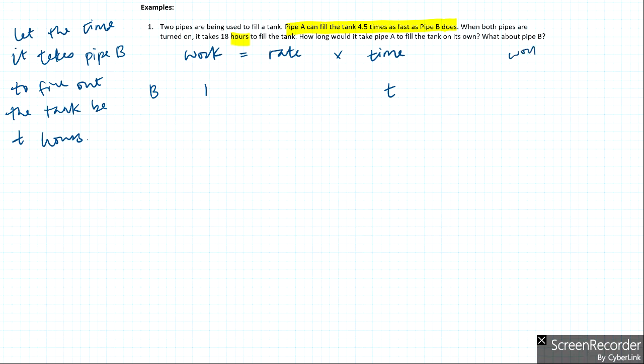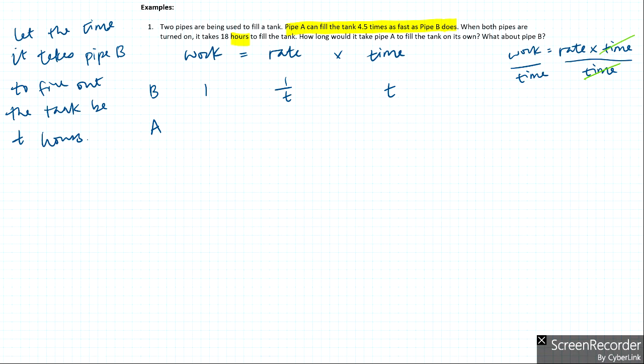And if you need a little bit extra work to see how this gets out, if we want to get rate by itself, I can divide time on both sides. Once I do so, you can see time and time cancel out, and rate becomes work divided by time. So same thing, rate equals work divided by time. Work is 1, time is T over here. So we know the rate of B alone is 1 over T. And then let's look at A again over here.